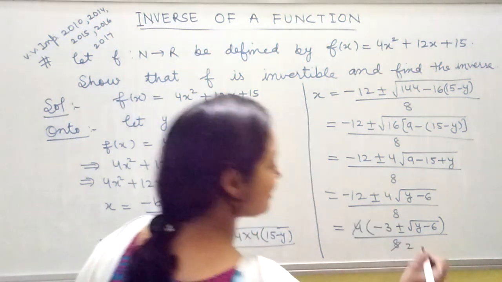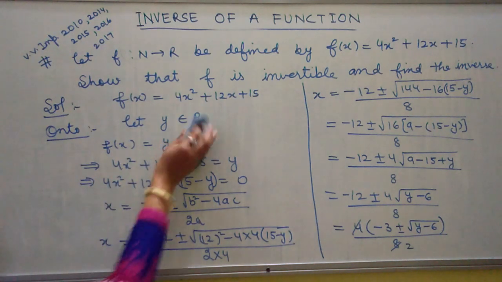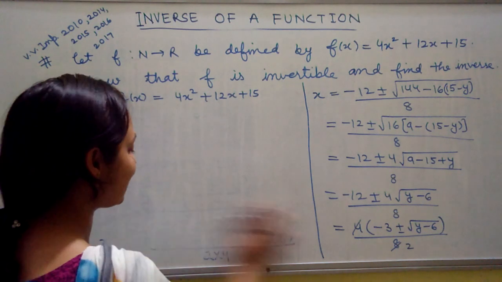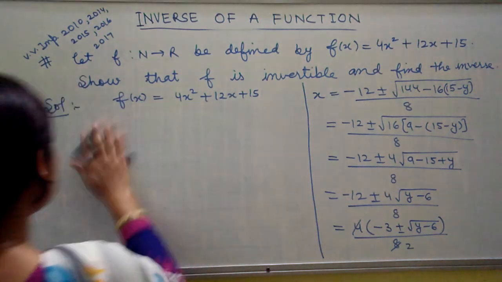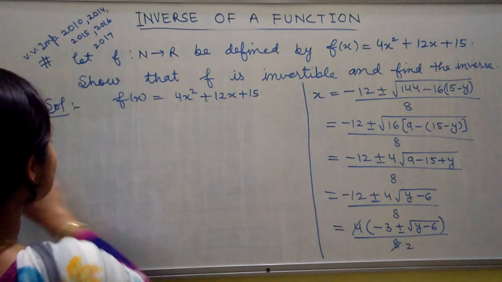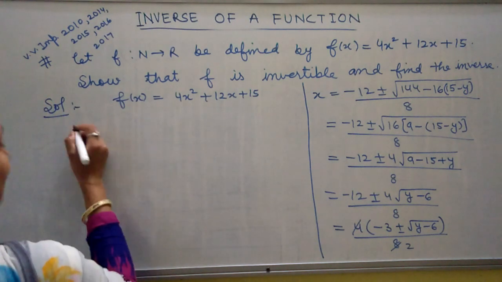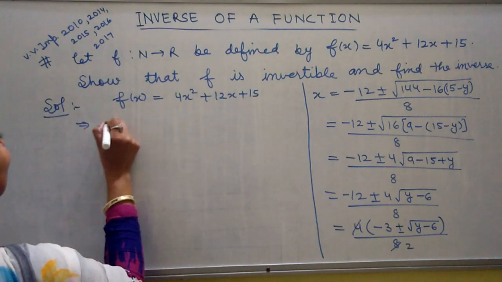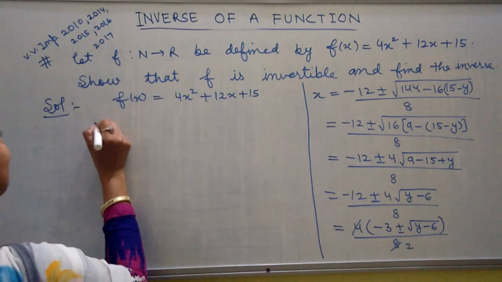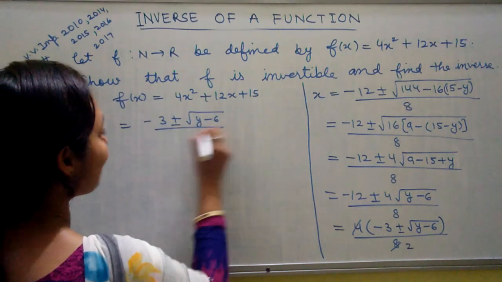Our x value, we have two values of x. One is in the positive form and another one is in the negative form. The first is minus 3. x is equal to minus 3 plus minus under root y minus 6, upon 2.